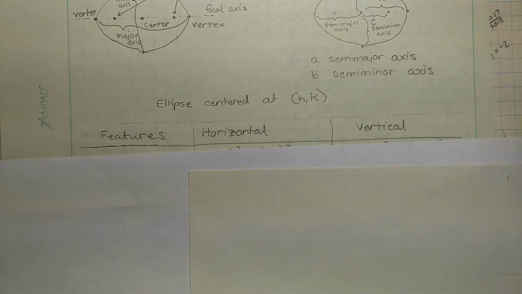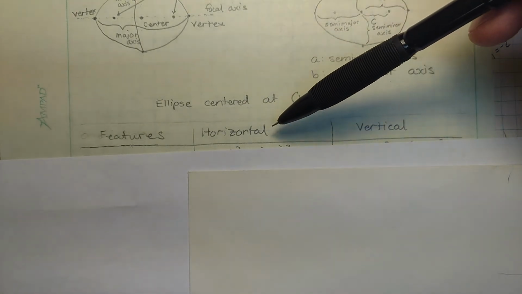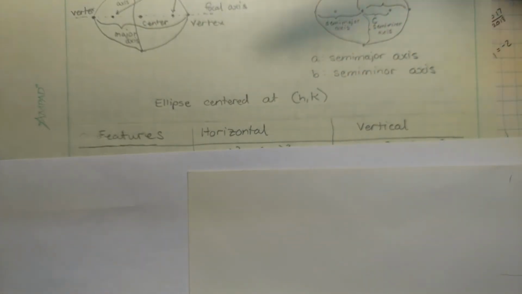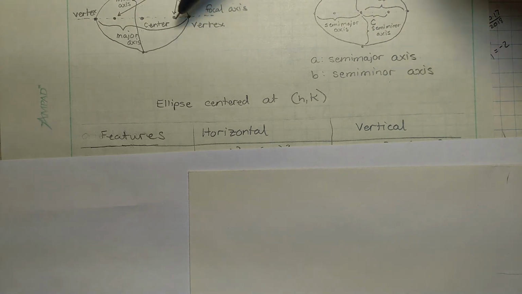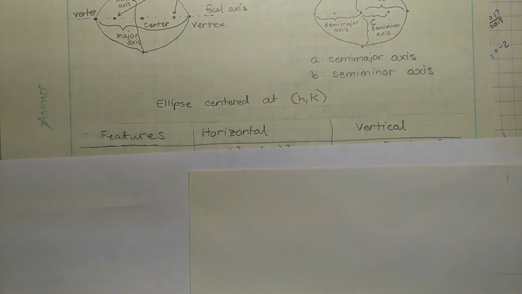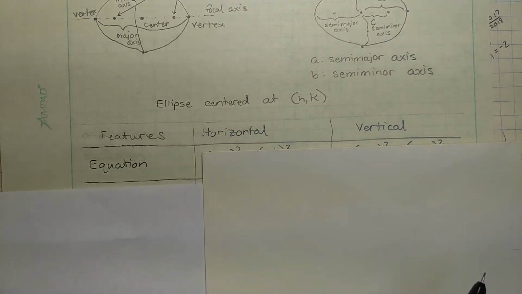The other column will be for when the ellipse is horizontal. What we mean by that is the major axis is horizontal. This one that I sketched here would be horizontal. Vertical would be where the major axis is vertical. So the first thing we've got to look at is the equation. What equation are we going to use for these things?